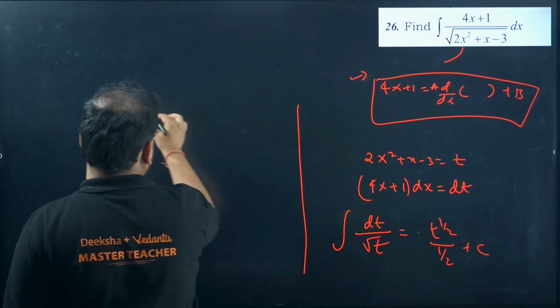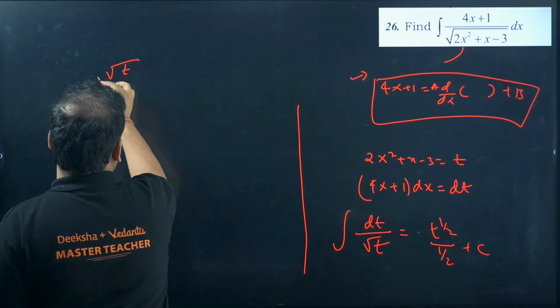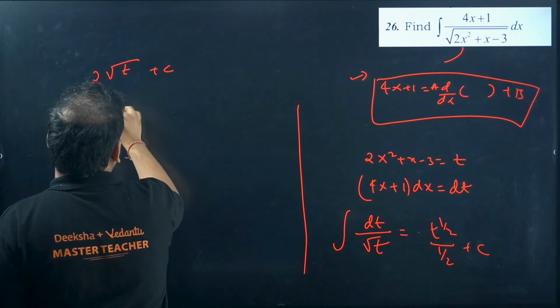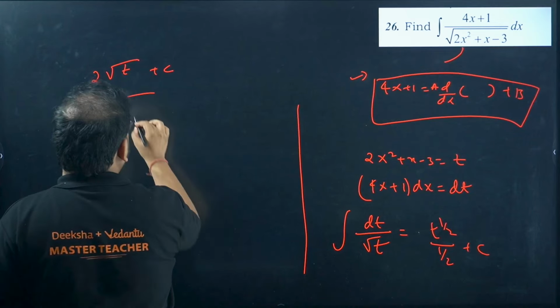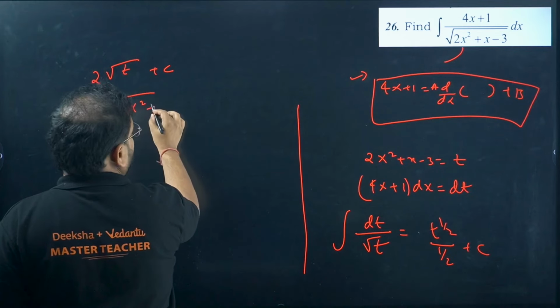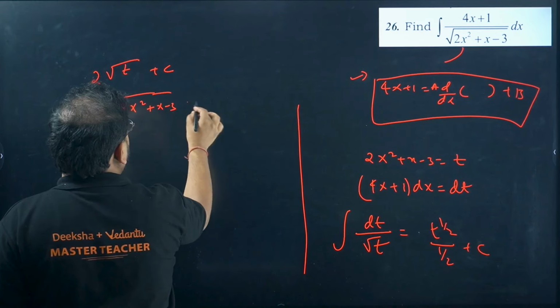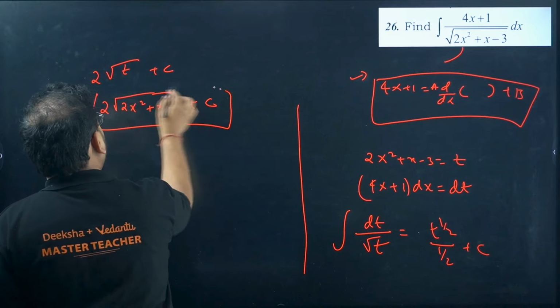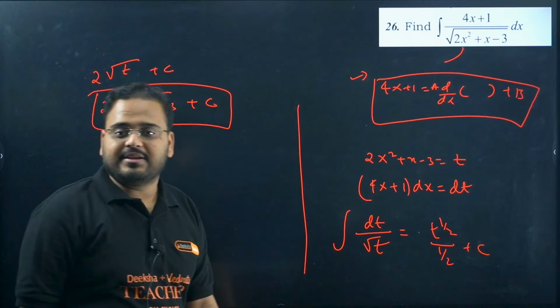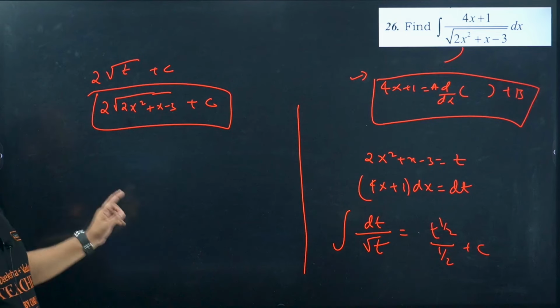Yeah, so root of t into 2 plus c. So 2 times root of t is what? 2x square plus x minus 3 plus c. An easy, very easy problem on your screen.